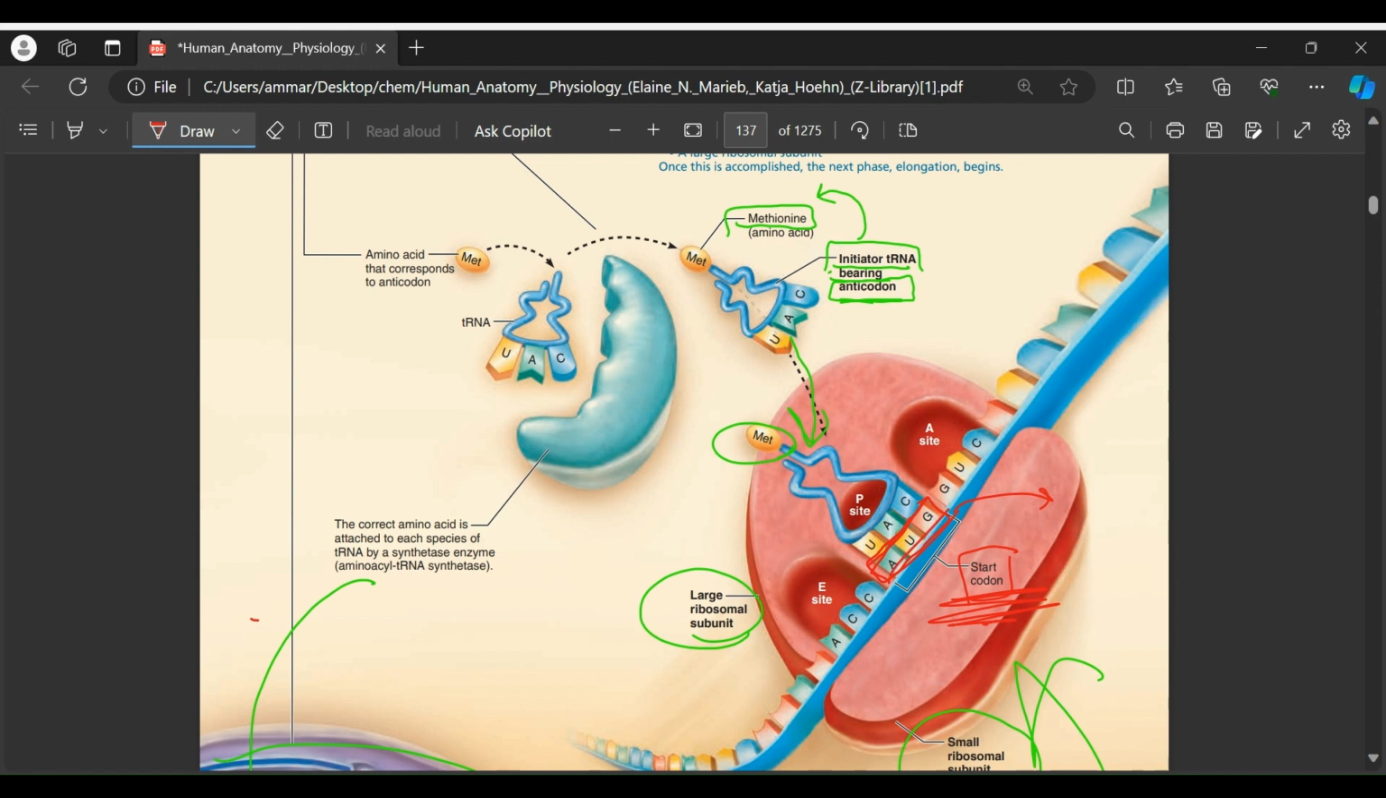AUG. So what is the anticodon? It will always be UAC, complementary to the AUG. That's why methionine will always be the first amino acid in the polypeptide chain. And by the way, it will detach at the end. After the polypeptide is released, the methionine will not complete the journey with this polypeptide wherever it will go. It will detach from it, okay?